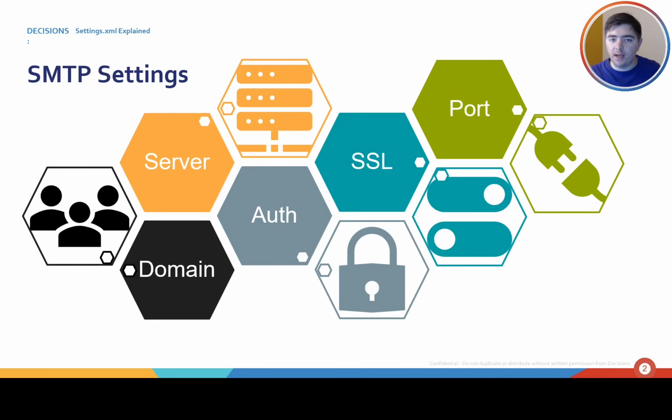The configuring of SMTP settings within Decisions allows the Decisions platform to integrate with an outside mail server. This allows Decisions to send mail. So if you're trying to utilize monthly email reports or sending out mail or assignments as emails to particular users, you would need to make sure that these settings are configured.